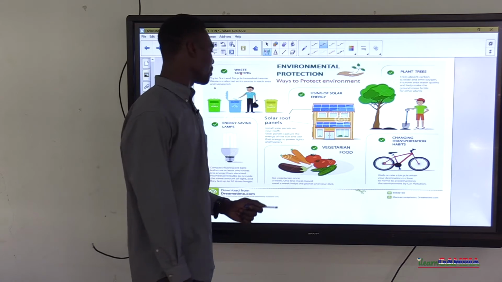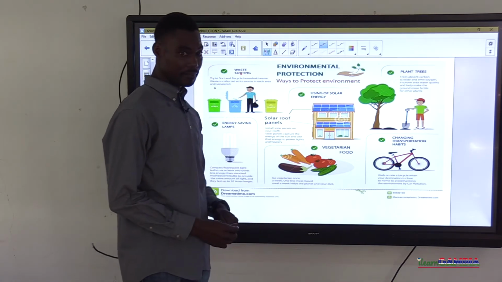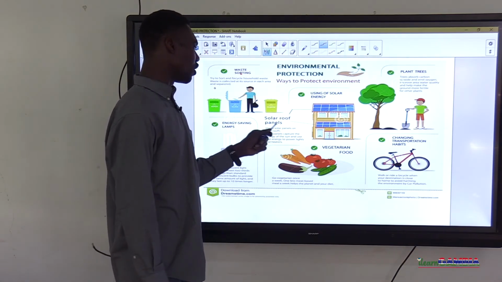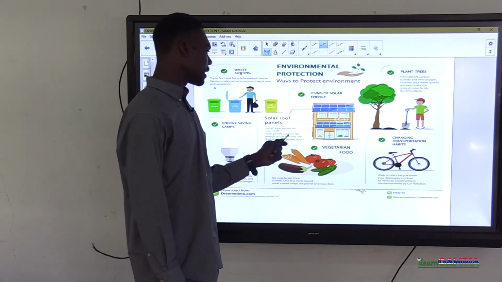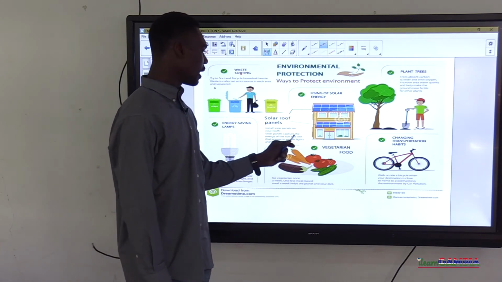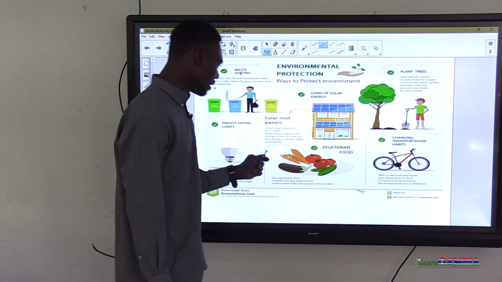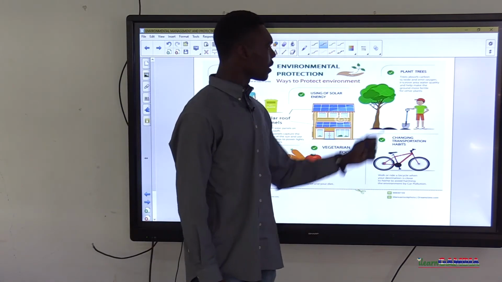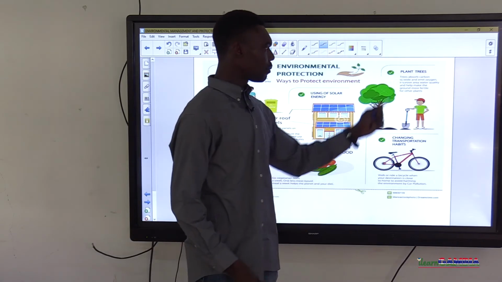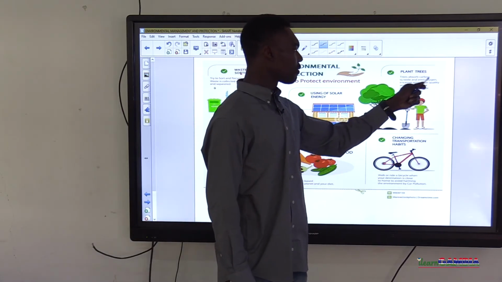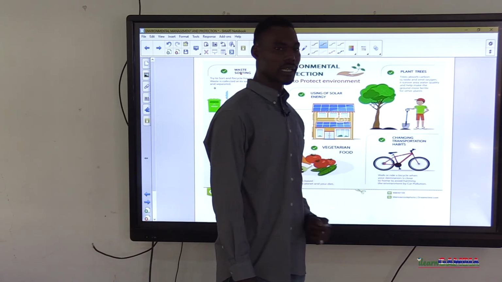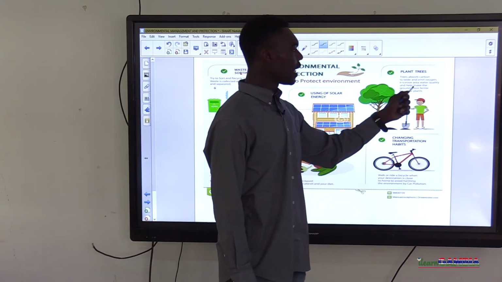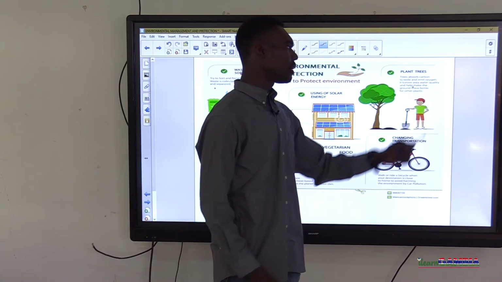Another point, using solar energy. Install solar panels on your roof. Solar panels capture the energy of the sun and use that energy to power lights and heaters. Another point, plant trees, tree planting. Trees absorb carbon dioxide and emit oxygen, improve area water quality, and help make the ground more fertile for other plants.